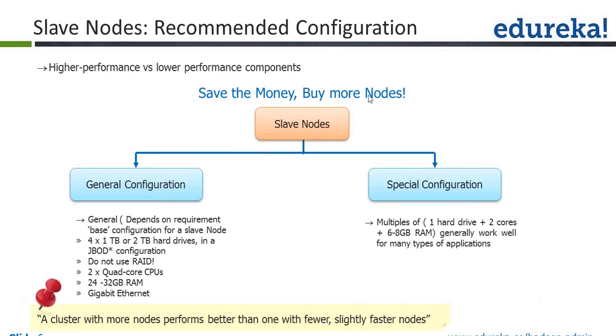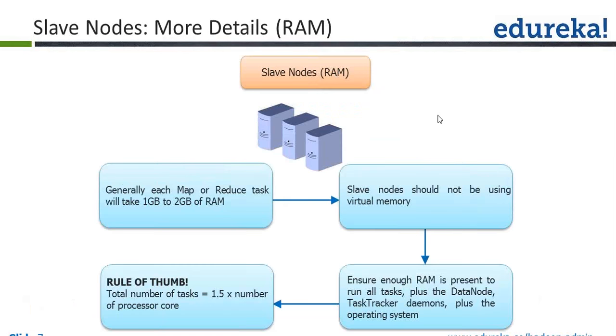So this is about slave node configuration. Moving on to slave nodes in more detail. RAM is required on the slave node because the processing is happening on the slave node, right? The processing part we talk about is the task tracker, which runs on the slave node. The processing components are your map and reduce components.